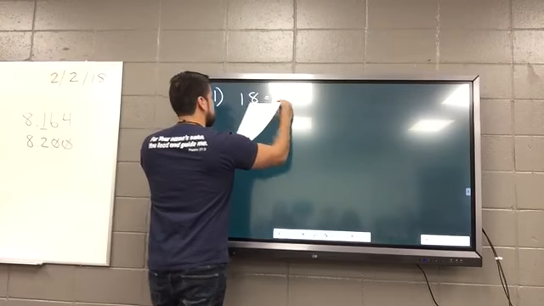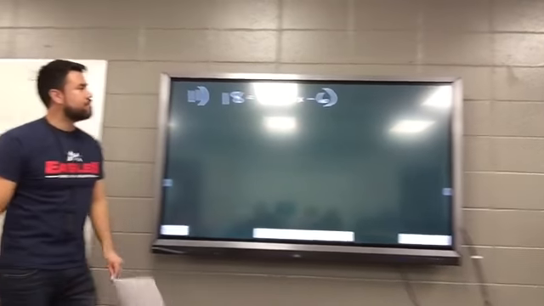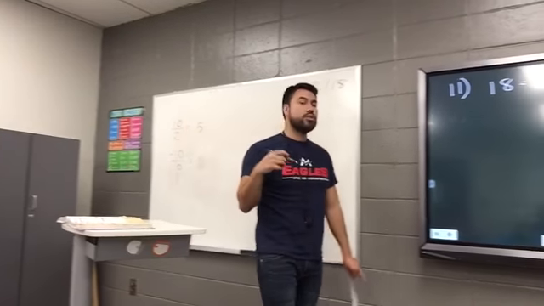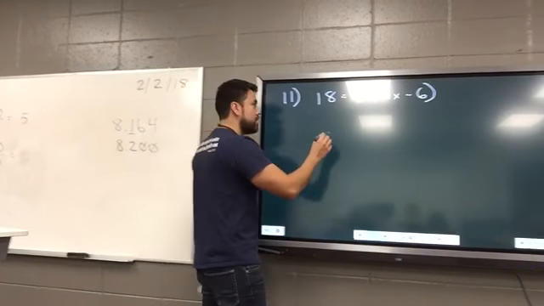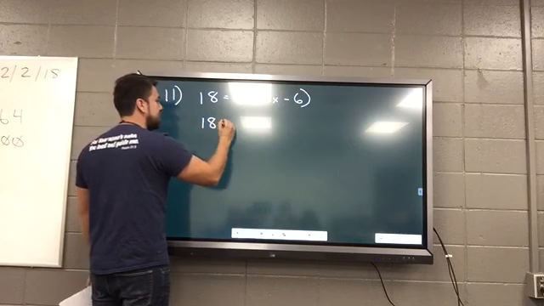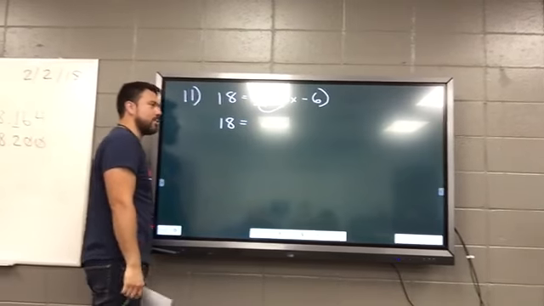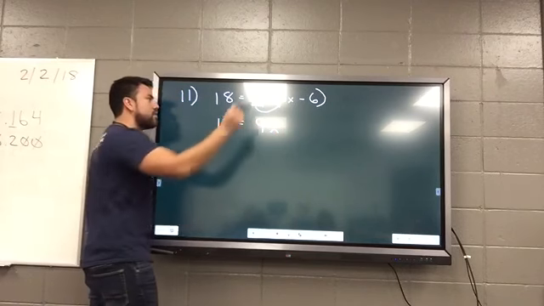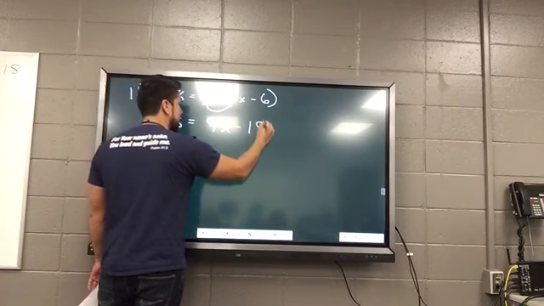18 equals 3 times 3x minus 6. You could do it 2 ways here, but I want to go through the distributive property because that will be the easiest one going forward. So is this simplified? Is this as simple as it can be? No. So 18 equals distributive property. What's 3 times positive 3x? 9x, or positive 9x. What's 3 times negative 6? Negative 18.